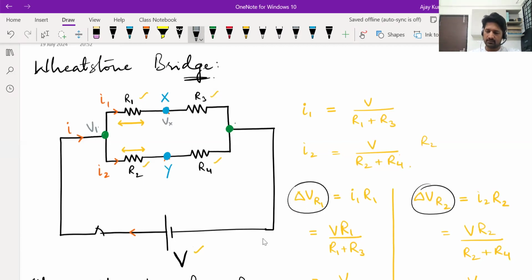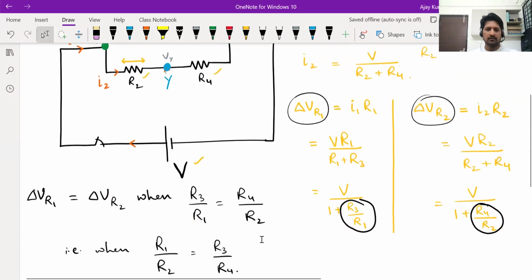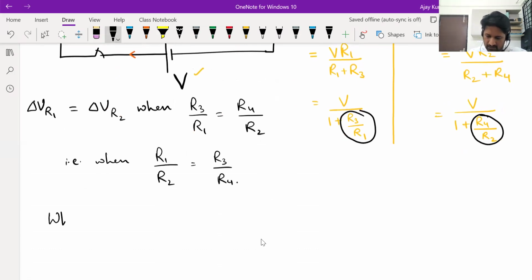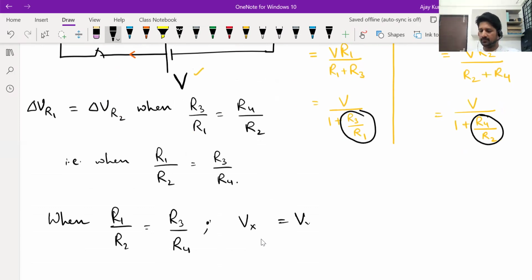Okay, this is Vx, this is Vy, and those two potentials will become equal. So you can say that when the ratio of resistors on the left hand side is equal to the ratio of resistors on the right hand side, we can say that potential at X becomes equal to potential at Y.